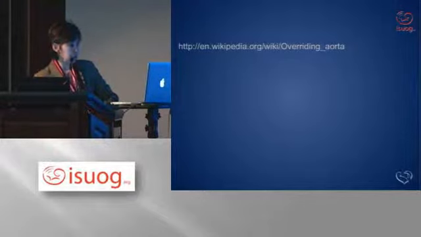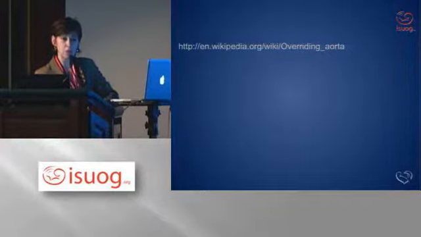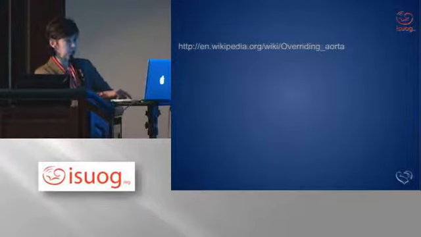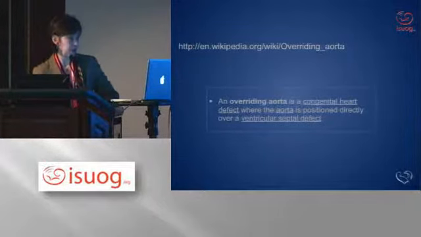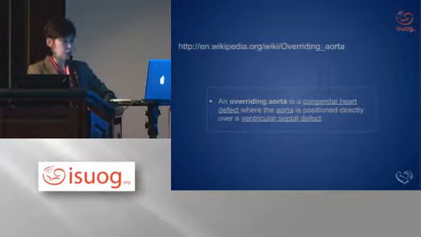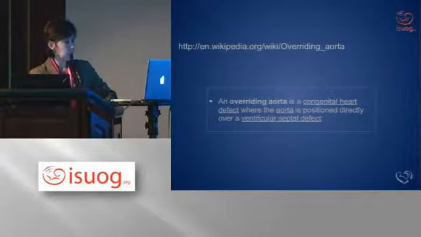So I went very cleverly to what most people use now, Wikipedia, and typed overriding aorta. And to my surprise, it actually has overriding aorta there. And it's defined as a congenital heart defect, and the underlined words are mine, where the aorta is positioned directly over a ventricular septal defect.